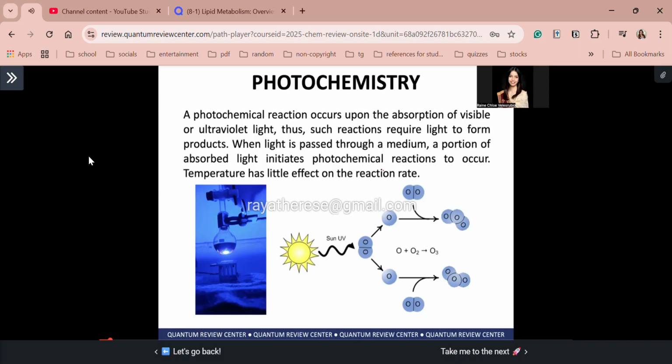So, photochemistry in general is a branch of chemistry that deals with rates and mechanisms of chemical reactions in the presence of light. In general, UV light, visible light, or infrared radiation is the light involved in photochemical reactions. So, what can we say? Sunlight, therefore, plays an important role in photochemical reactions.